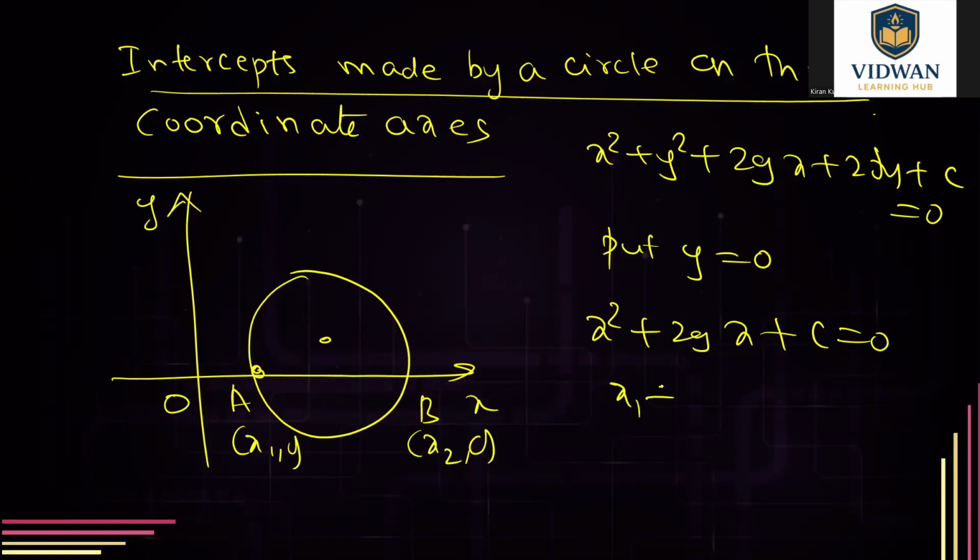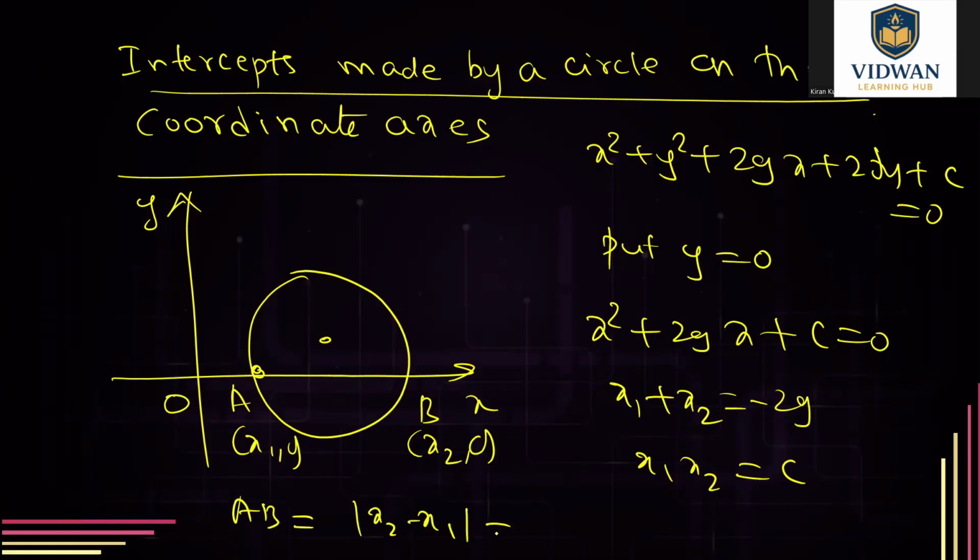So sum of the roots for a quadratic is minus b by a, so you'll get minus 2g. And product of the roots is c by a, so c. Once you know these two, if you want to find the distance AB, clearly you can say from the diagram it is x2 minus x1. You can also put a mod. And we can write this in terms of these two as root of x2 plus x1 whole square minus 4 x1 x2, like the a minus b formula is root of a plus b whole square minus 4ab.